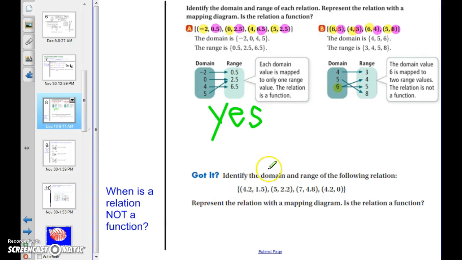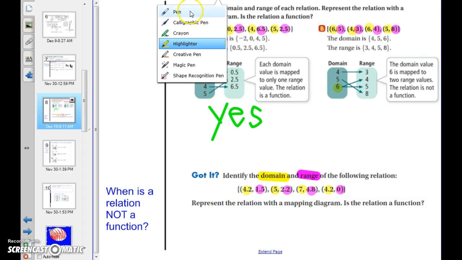Well, let's look. Identify the domain. Domain goes with the X's. So there it is, there it is, there it is, and there it is. Uh-oh, do you see something right away about the functioning of this? It's not functioning. Okay, and my range. Let's see, that's this one, this one, this one, and this one.